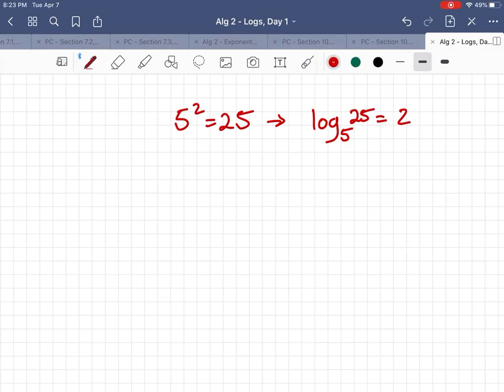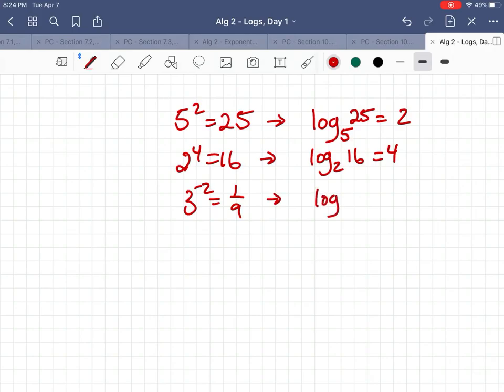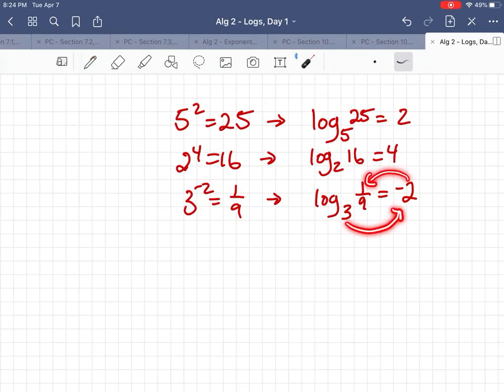Okay? All right, so let's say I had 2 to the 4th equals 16. So I have log base 2 of 16 equals 4. So 2 to the 4th equals 16. All right, so let's try some other ones. 3 to the negative 2 equals 1/9. Okay, so log, my base is 3 because that's the base in this problem. My answer is 1/9, so I put that next, and my power goes over on the right side. So then I say to myself, 3 to the negative 2 equals 1/9.